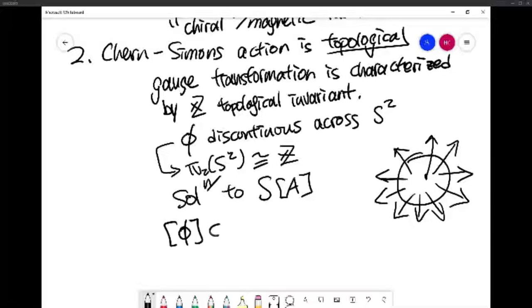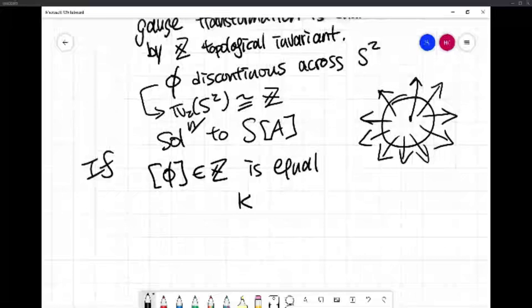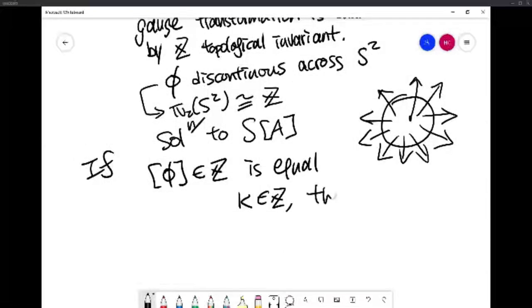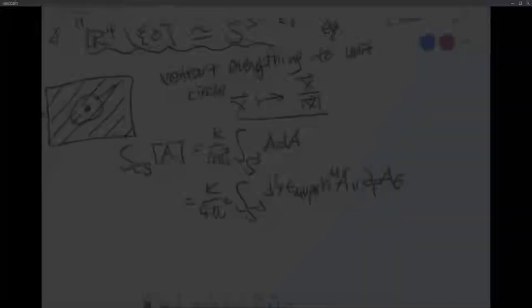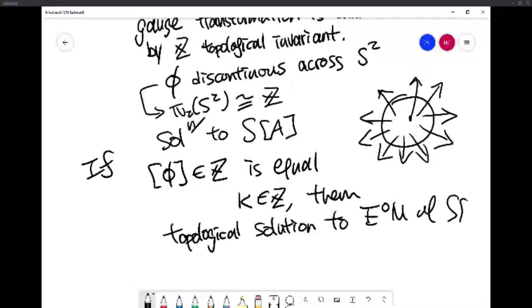so let me just say this is in Z, if it is equal to K in the coupling constant of your Chern-Simons term, then you have a solution, right? You have a topological solution to equations of motion of your total action.